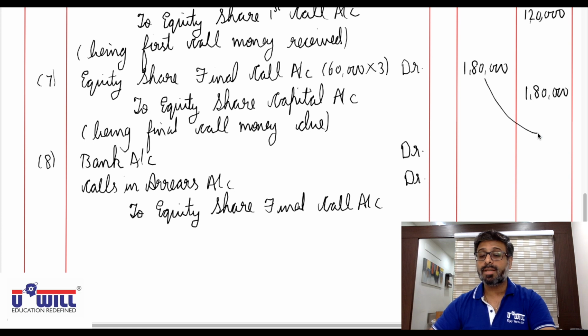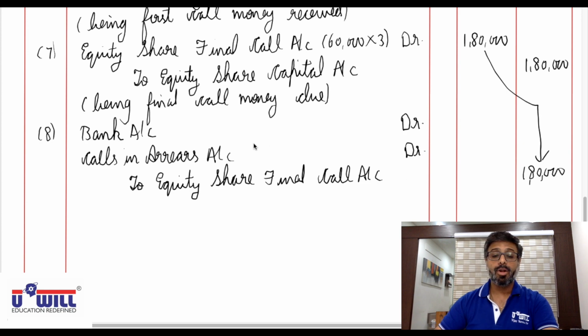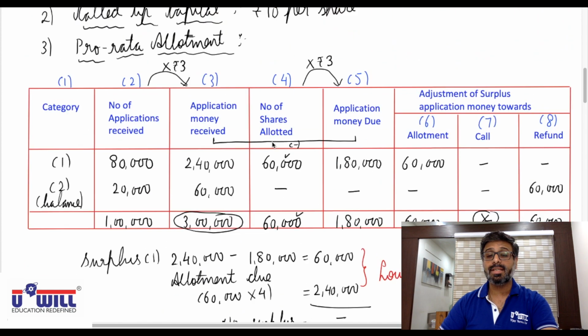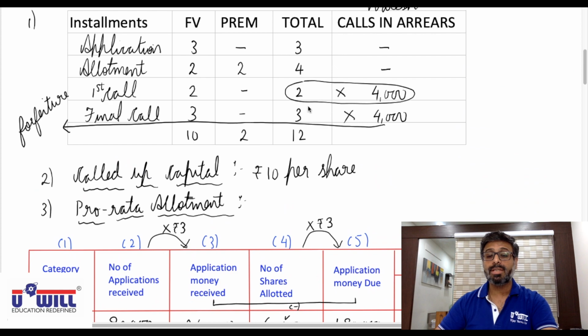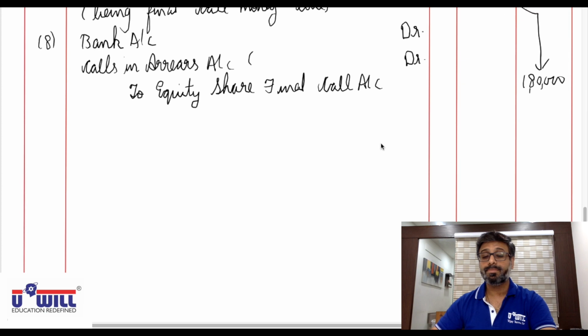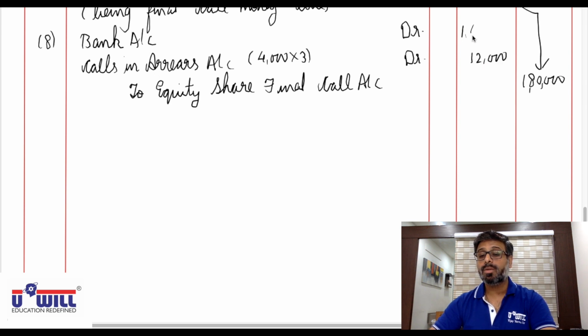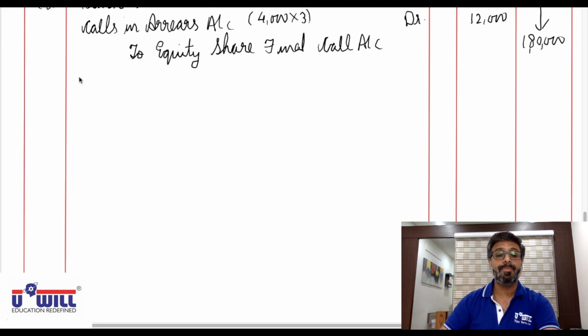Now we will go reverse. Final call account we will credit with full amount 1,80,000. Calls in arrears, as you can see in the working note 1, 4,000 into 3, 12,000. And 1,80,000 minus 12,000, 1,68,000 is what is received, being final call money received.